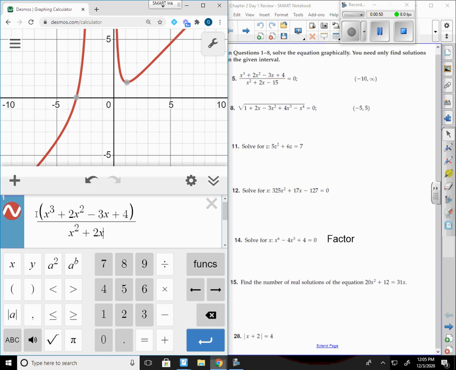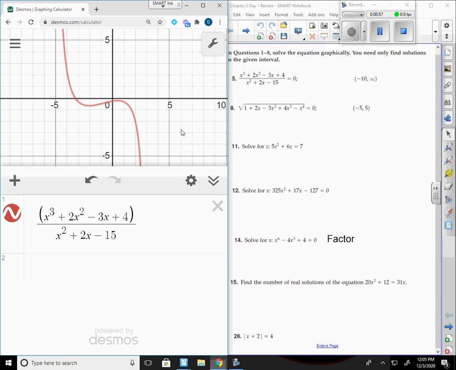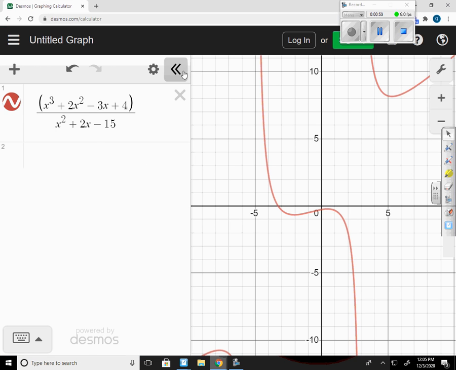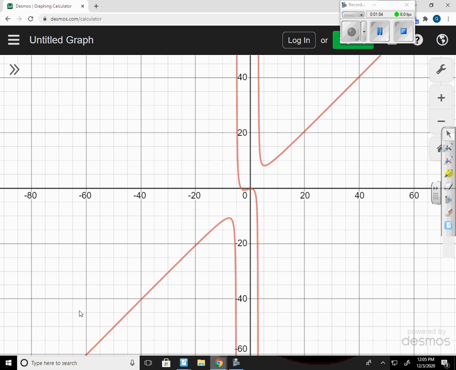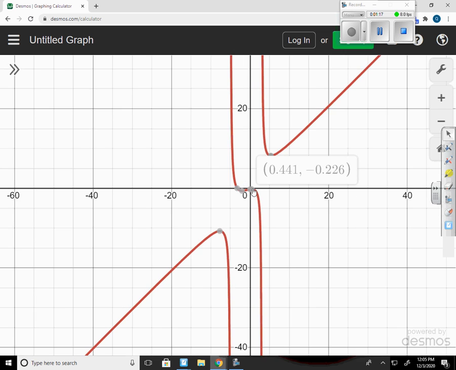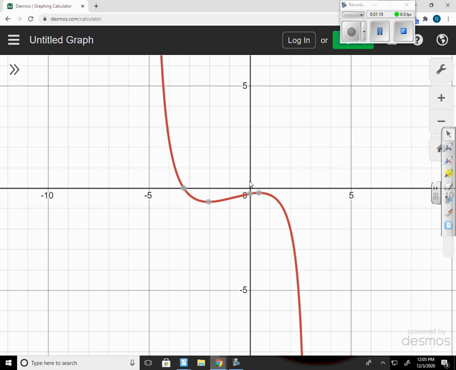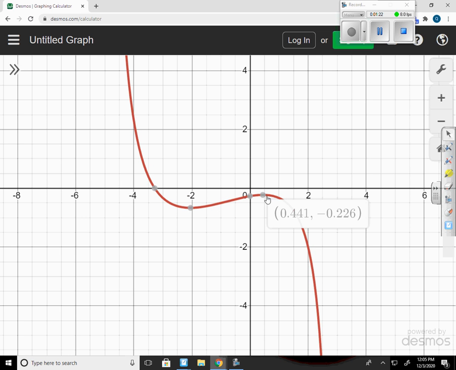plus 2x minus 15. So now when I look at this graph, I'm going to even zoom out on it a little bit. You can clearly see what happens. It comes up from the left up to here, drops back down. We have an asymptote here, comes down from the top, crosses somewhere in there, crosses again. If we zoom back in, we can see where it's, oh, it doesn't cross a second time.